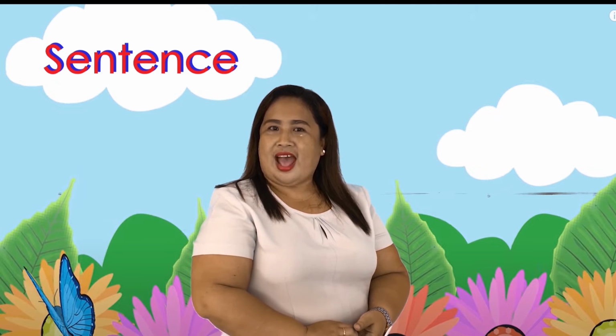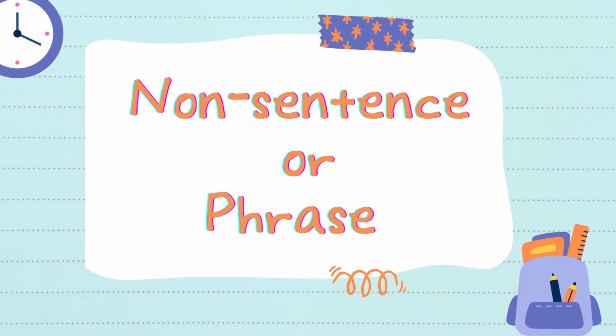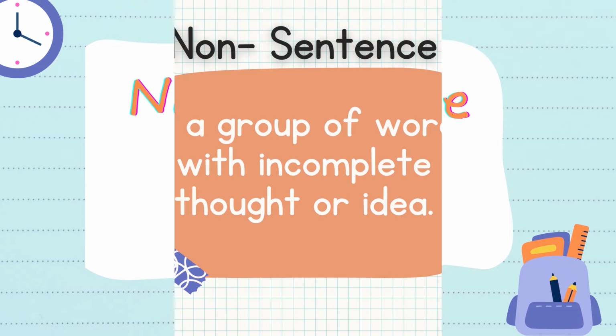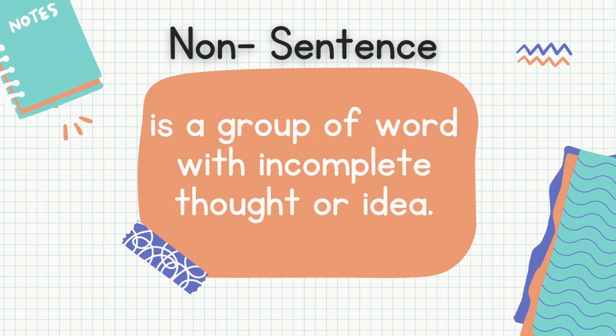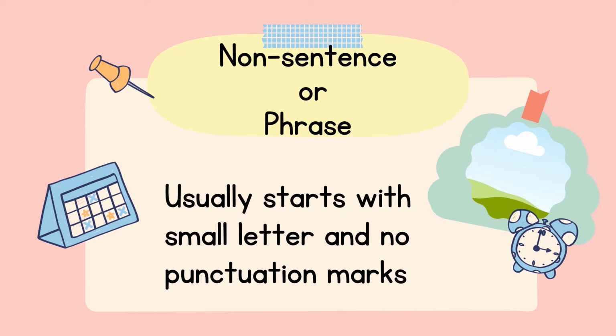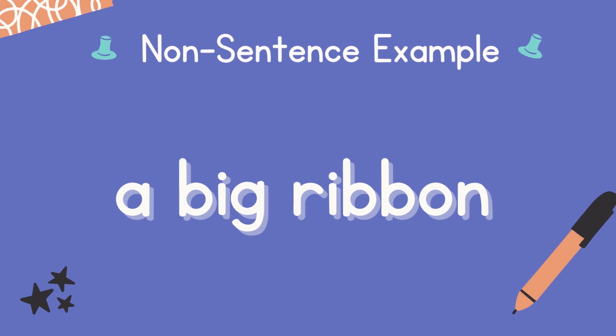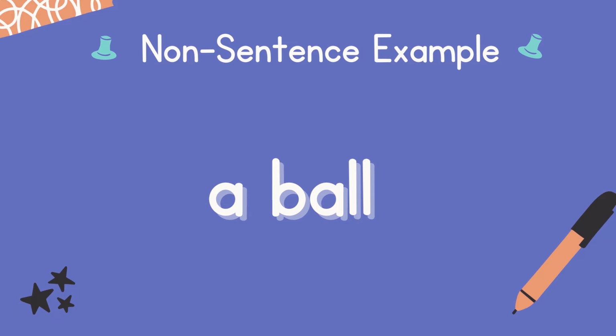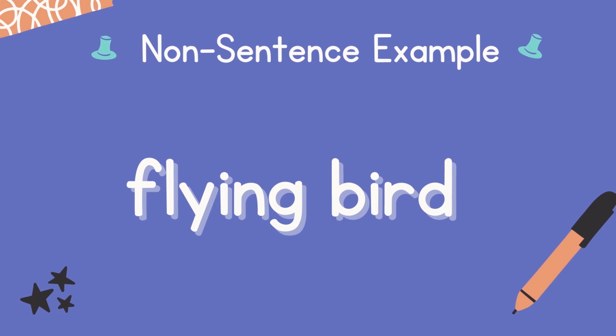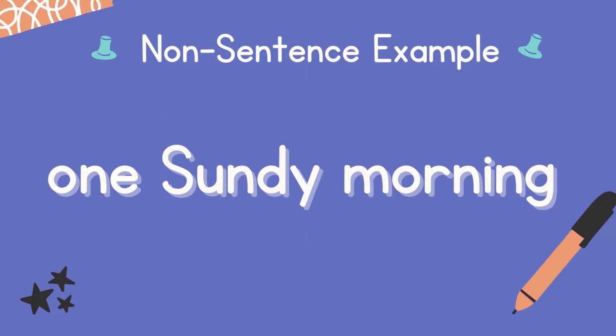And now, you know already what is sentence and non-sentence. Let's discuss first the non-sentence or phrase. Non-sentence or phrase is a group of words with incomplete thought or idea. Usually starts with small letter and no punctuation marks. Example: a big ribbon, a ball, flying bird, one Sunday morning.